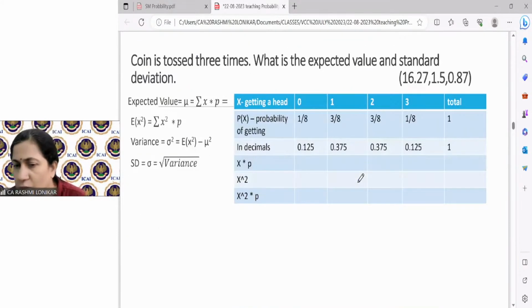Again, coin is tossed 3 times. So that earlier one that we have done, yes, very good. Where did you get the 36 from? 36 is for dice, not for coins. Okay.